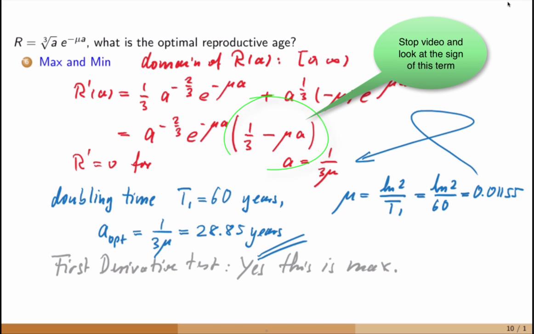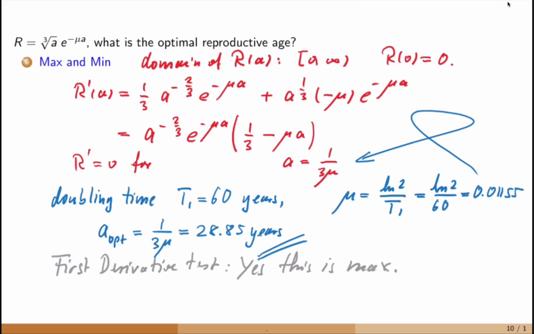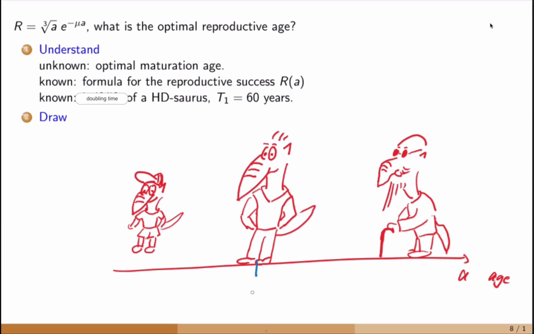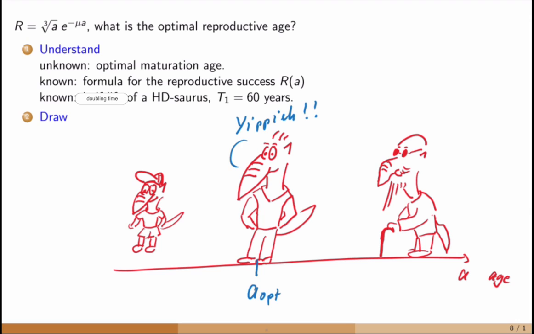So now let's ask Tollo. Tollo is about 28 years old, and so let's see what he thinks about this result. So here is A opt. Yippee! I like this. Oops. By the way, I'm leaving. Bye.